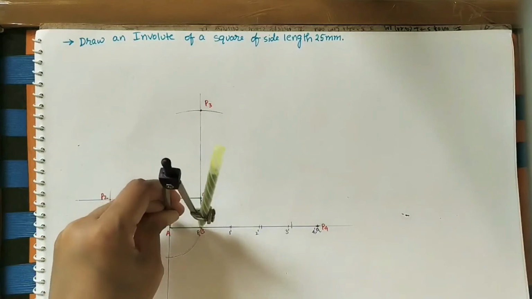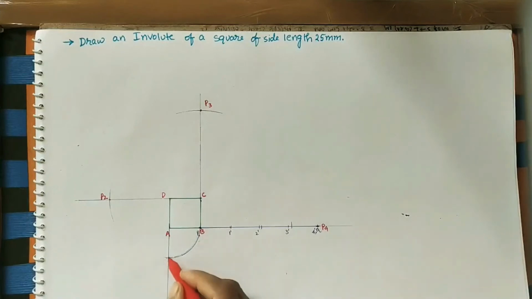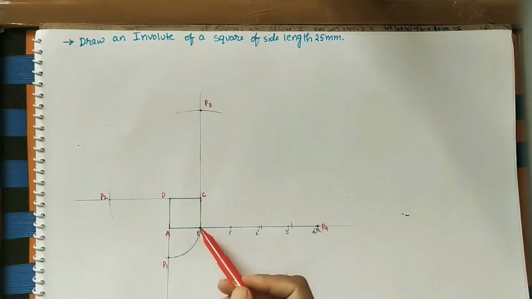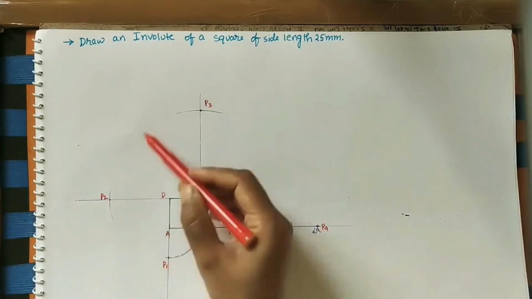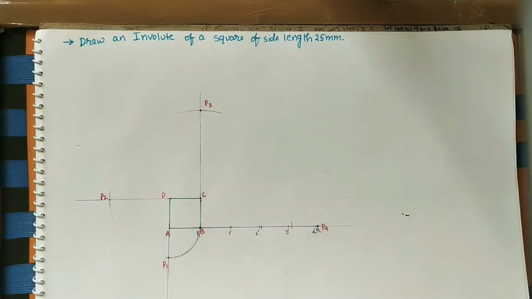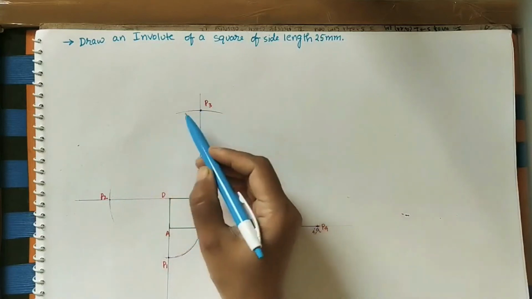Okay, in this way. Now put the names where it cut the lines: P4, P3, P2, P1. Now we join them freely by hand, with the help of arcs. In this way you join arc to arc.